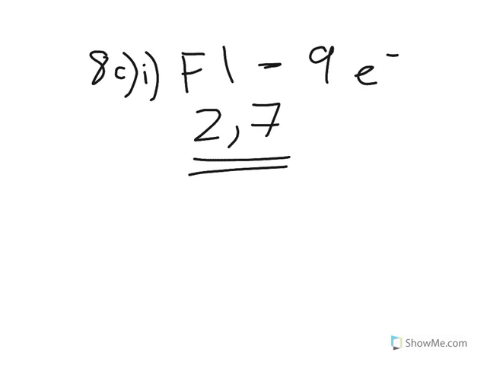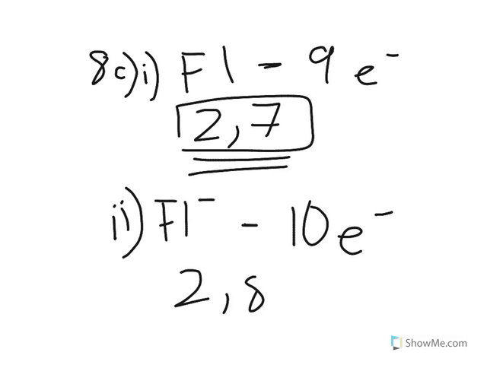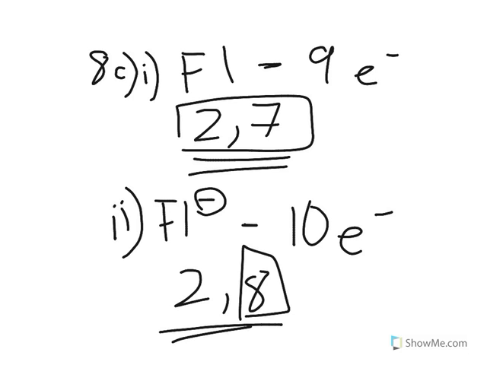Now for 8C2, they're asking you to find the electron configuration of a fluoride ion, F negative. Since fluorine has 2, 7 with 7 in its outer shell, it's much easier for it to gain one more electron. So from 9 electrons, it'll get 10 electrons. That means its new electron configuration will be 2, 8, and so it has a full outer shell. The charge will be 1 negative, because it gained 1 electron.